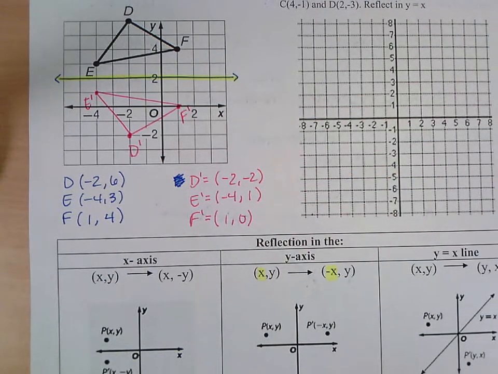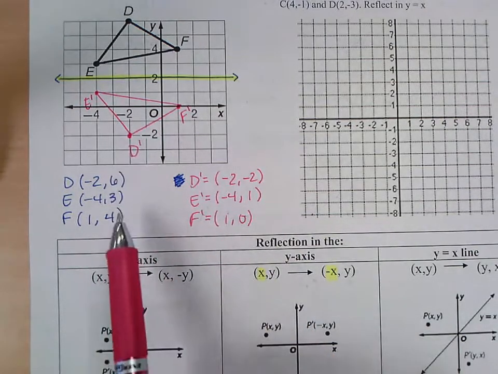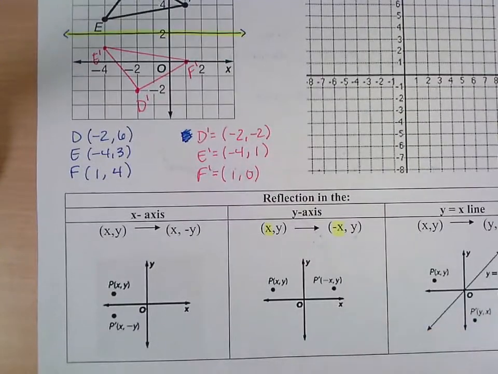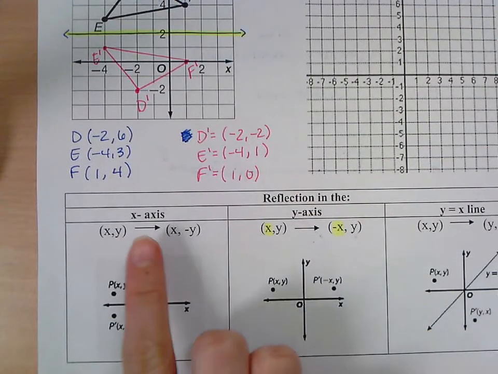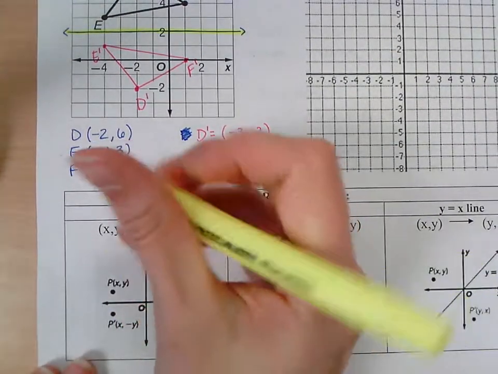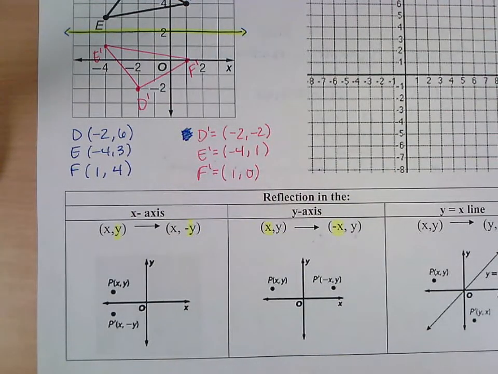Okay, and again, because we didn't reflect over an axis specifically, you can see that all of the x values are the same because we reflected over a horizontal line. Y values are different. If you do reflect over the x-axis specifically, though, you will see that your x values are the same and your y values are the exact opposite.